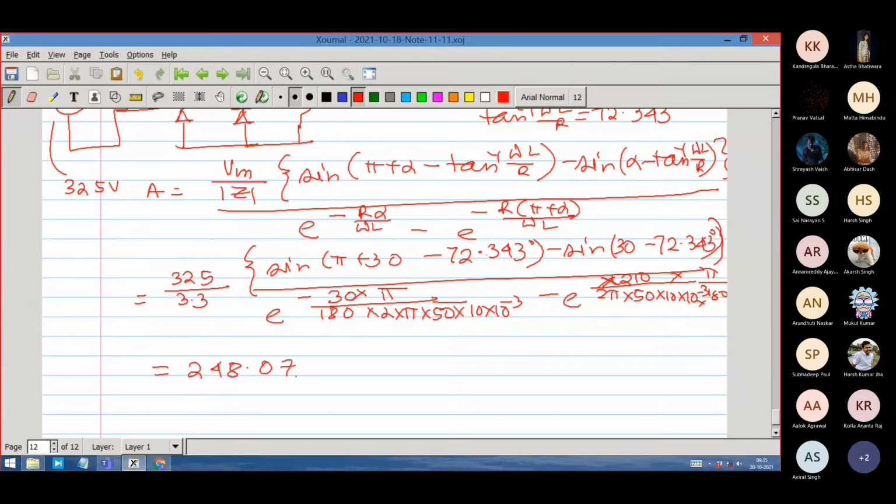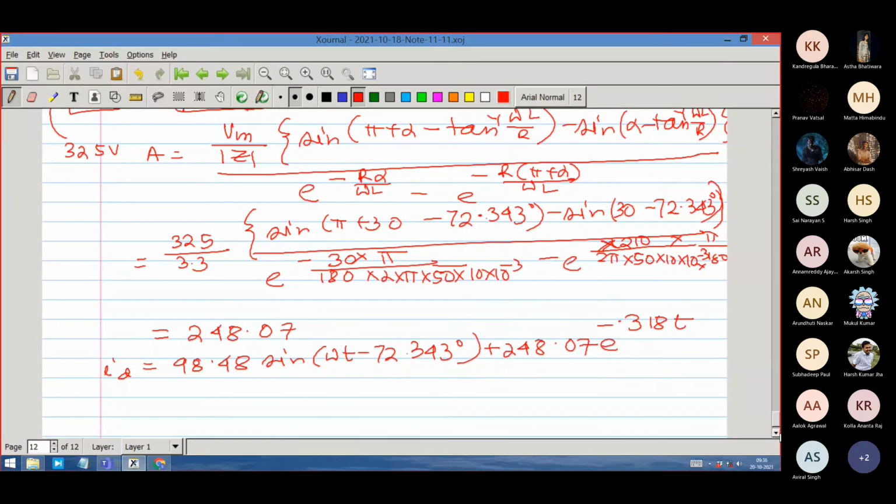So the ID expression is coming out to be 98.48 sine of omega t minus 72.343 degrees plus 248.07 e to the power minus t by, let me write it in a compact way, e to the power minus 0.318 t. That is the expression of the current, right?